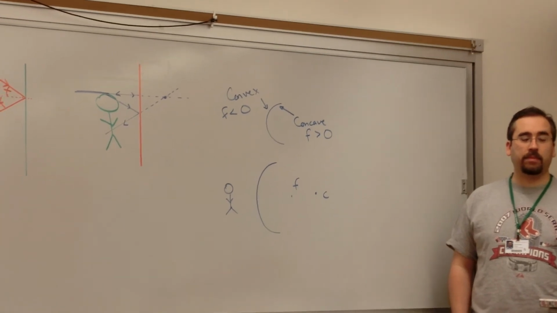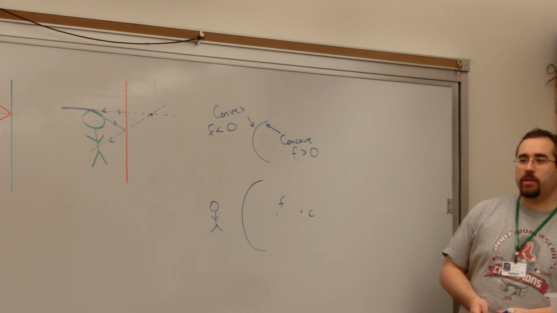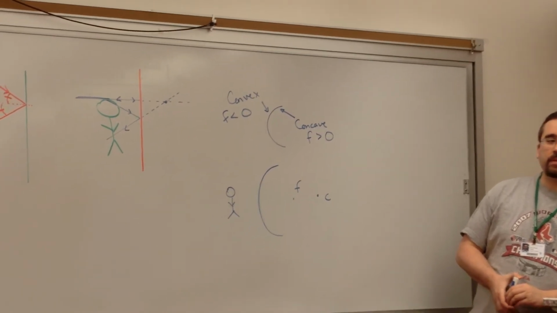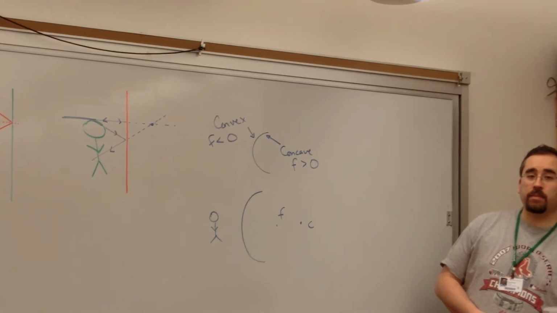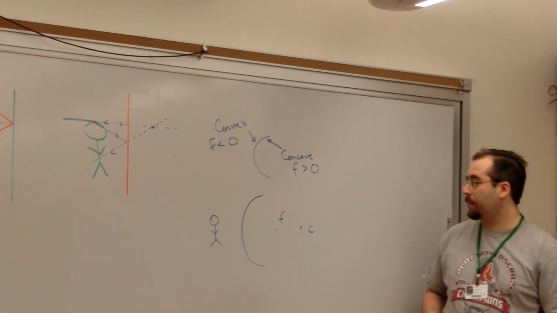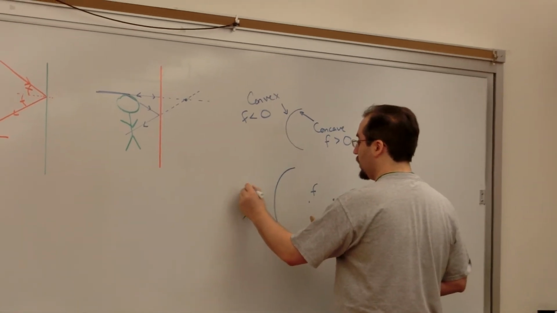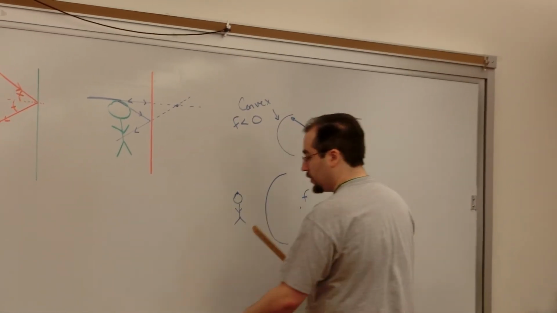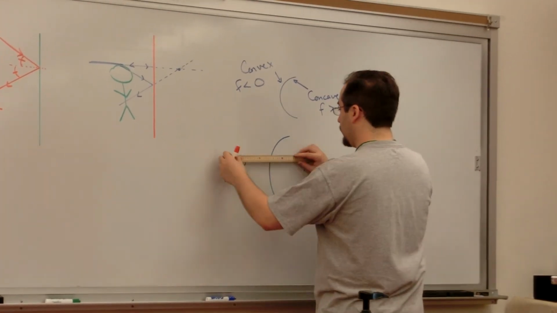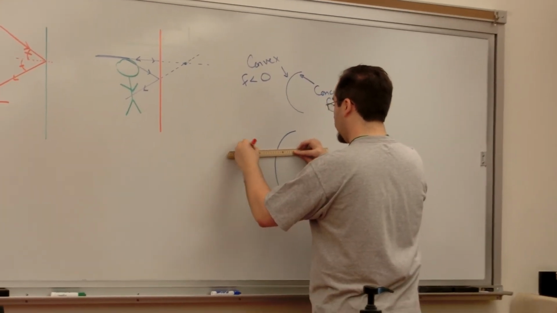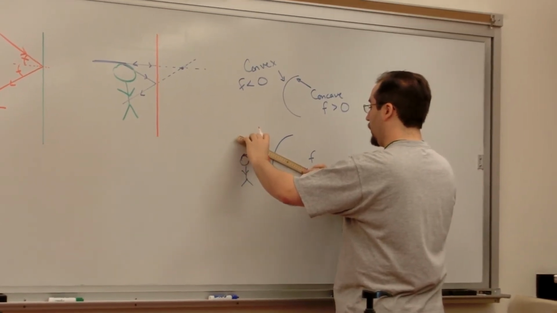Do we remember what the rays are for spherical mirrors? One, parallel and then to the focal point. So if I want to locate this guy's head, my first ray goes in parallel, and it comes out from the focal point.